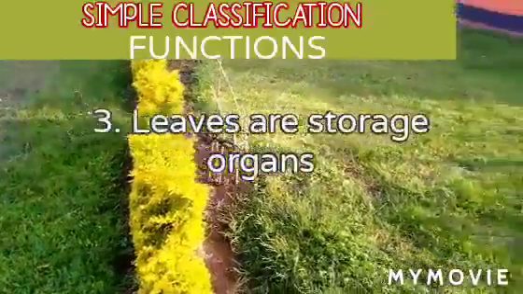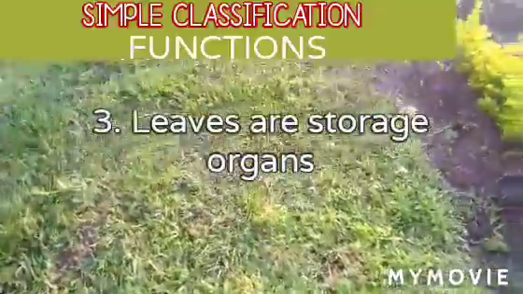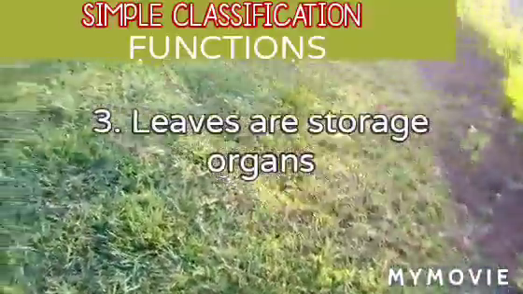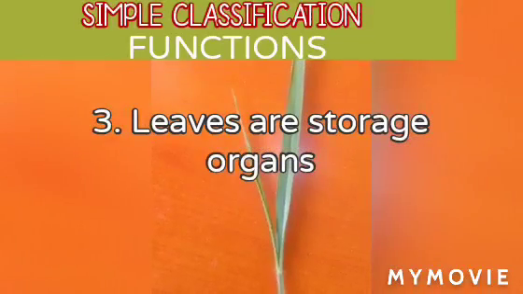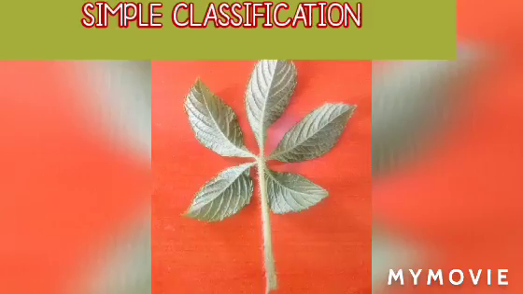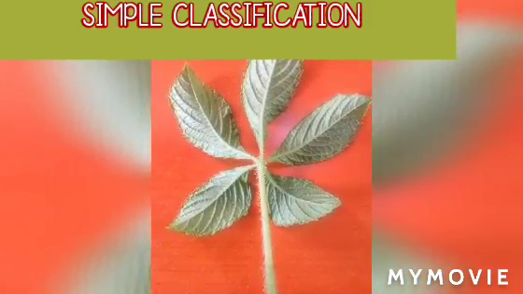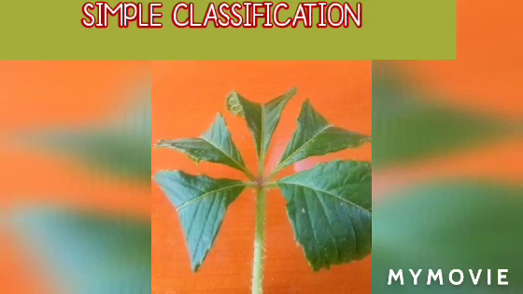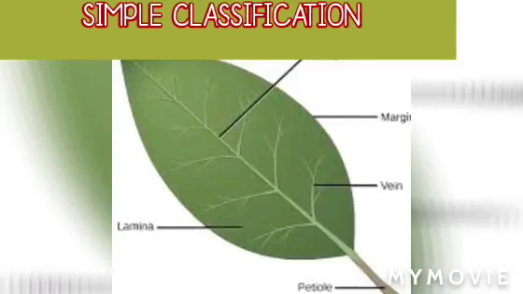Function number 3 of a leaf, it acts as a storage organ. After the process of photosynthesis, the food that is manufactured is stored in various organs, and the leaf being one of the organs, it serves as a storage organ. A very good example is those edible leaves.